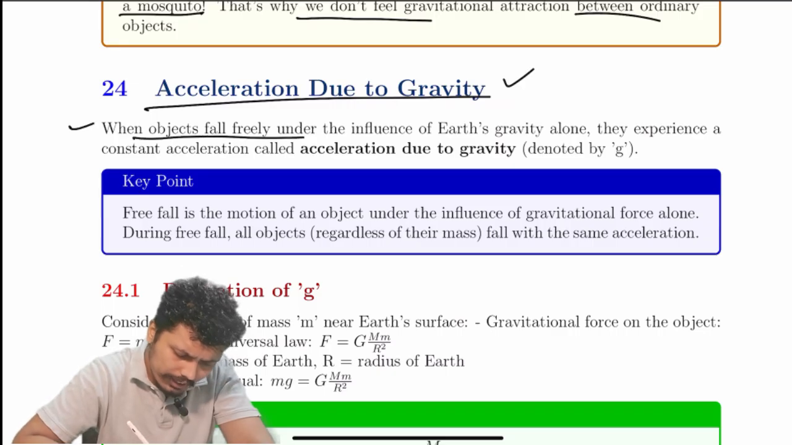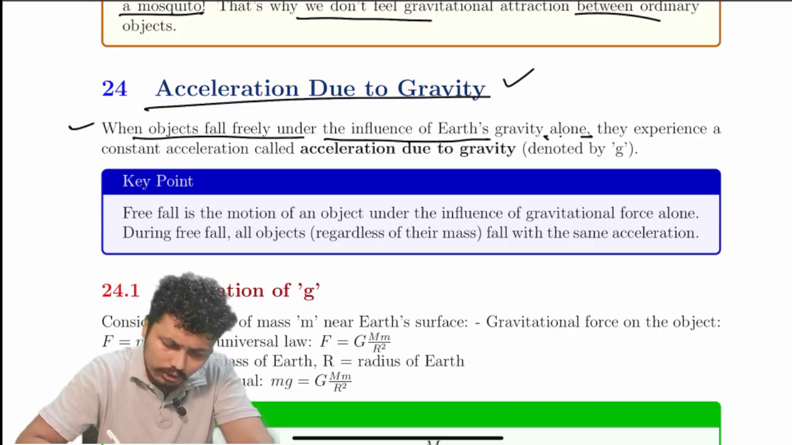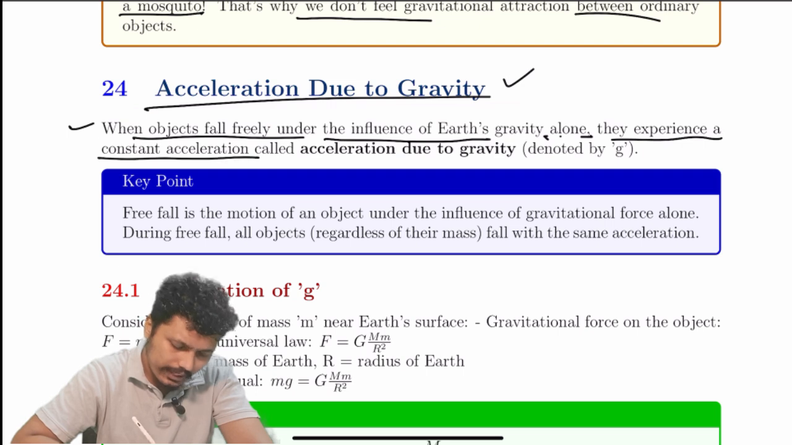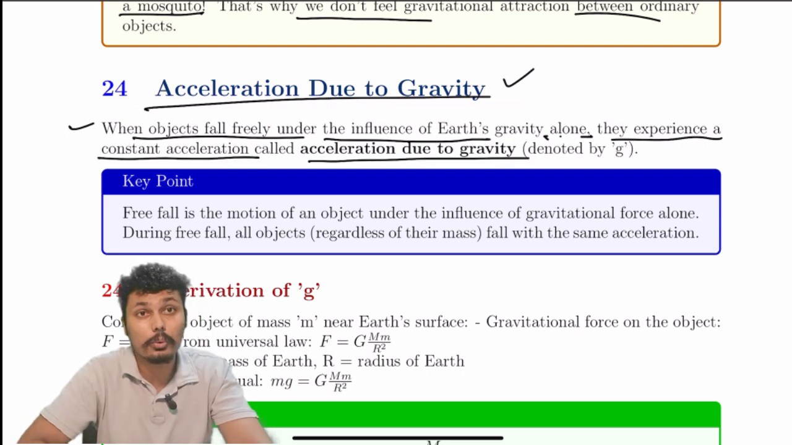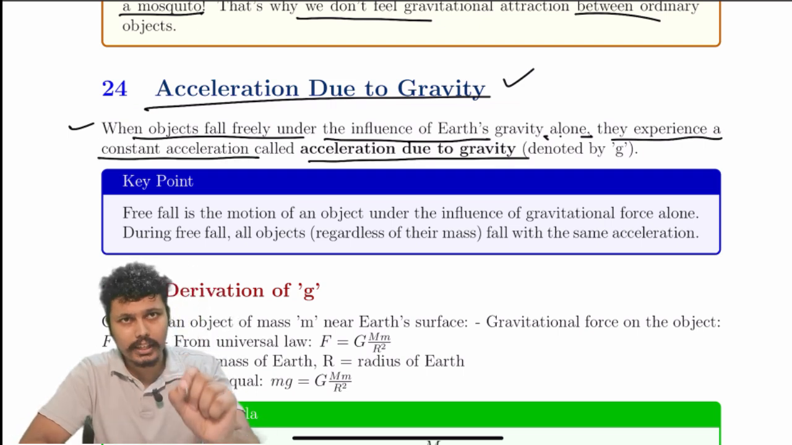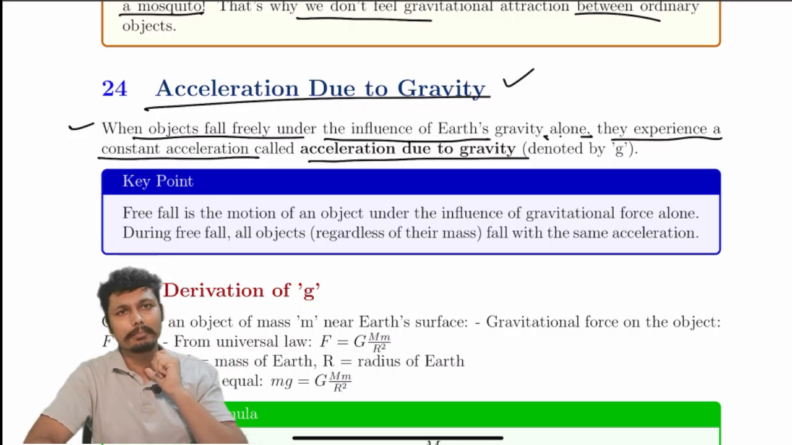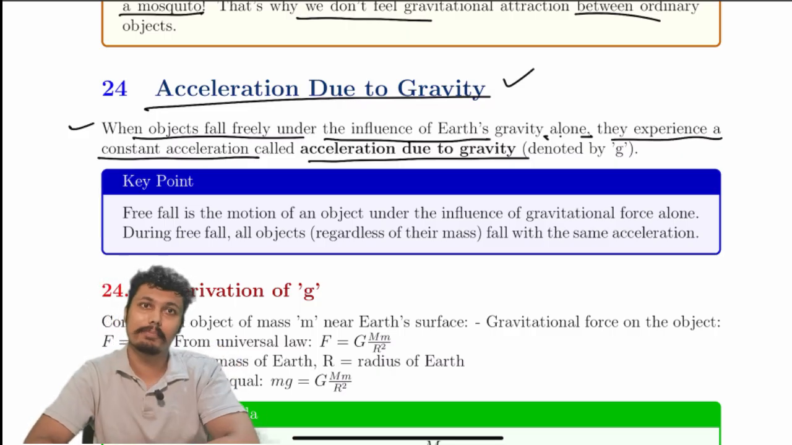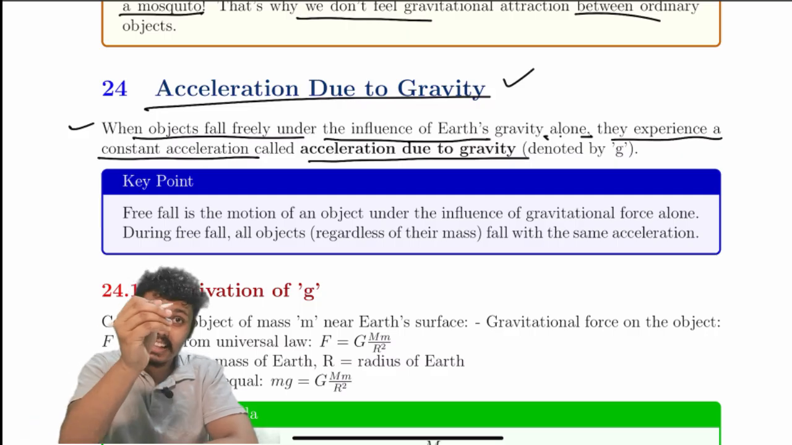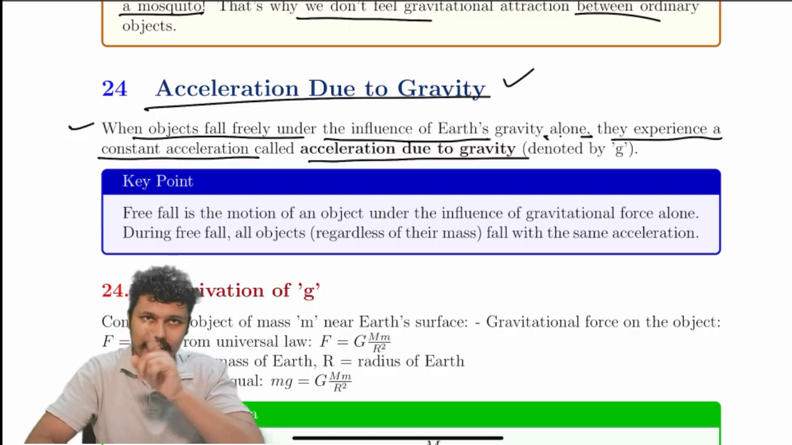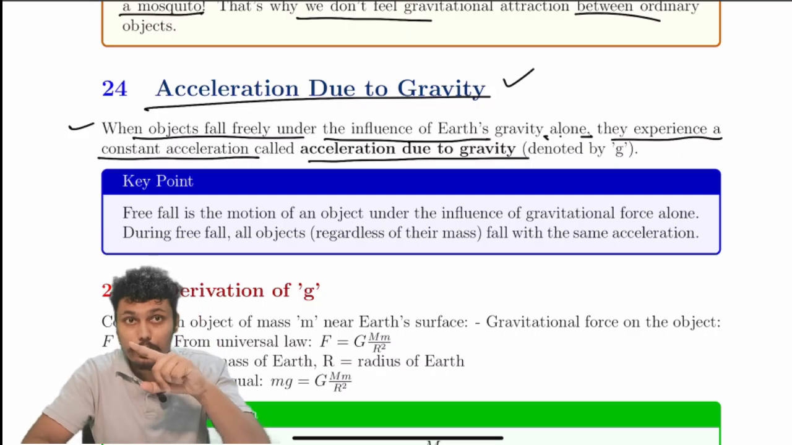When an object falls freely under the influence of Earth's gravity alone, it experiences a constant acceleration called acceleration due to gravity. The object will experience an acceleration, and this acceleration, the change in speed, is fixed. This acceleration is constant, the rate of change of speed is uniform.